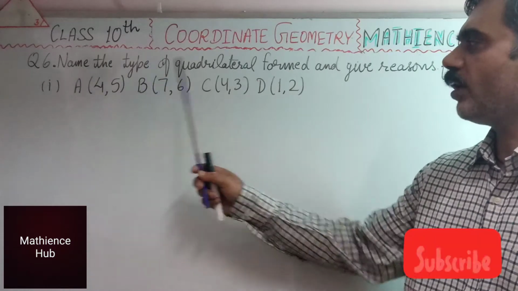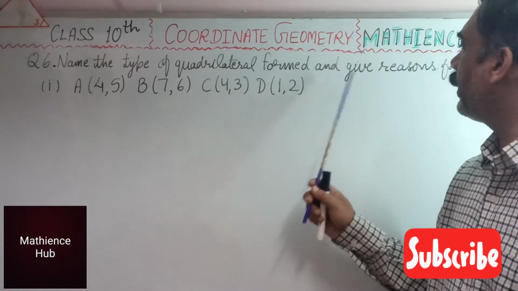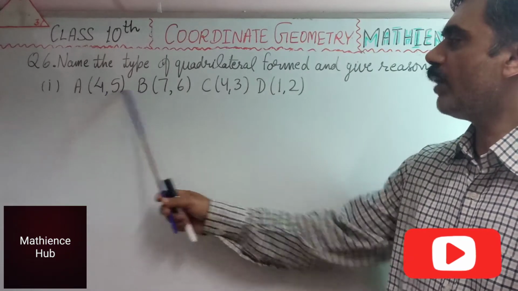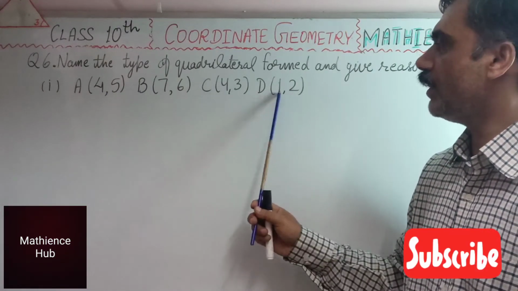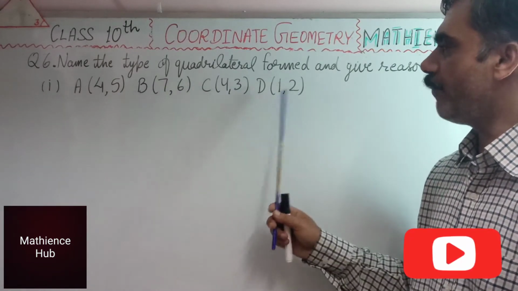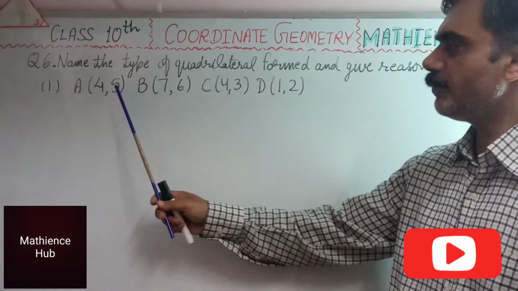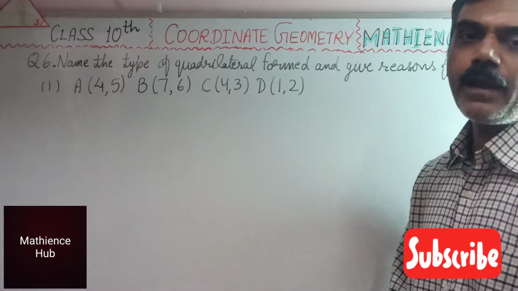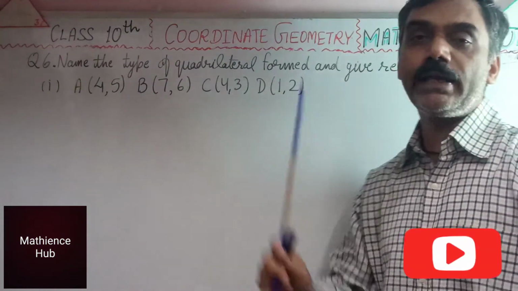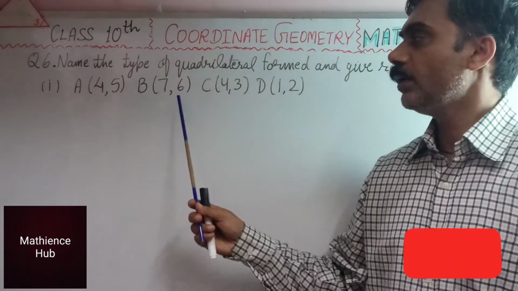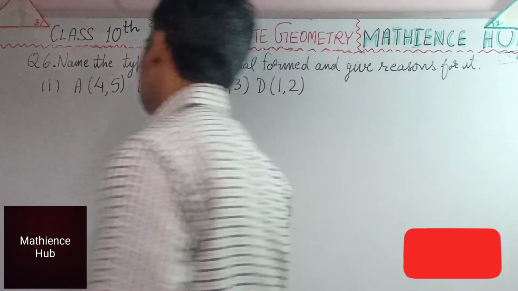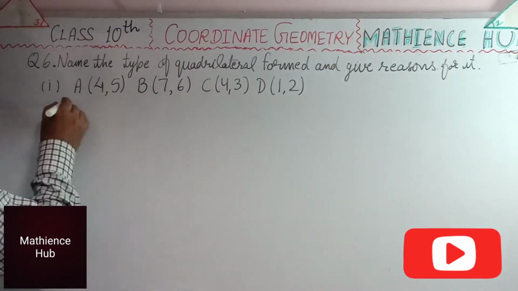Name the type of quadrilateral formed and give reasons for it. Here we are given 4 vertices A, B, C, D: (4, 5), (7, 6), (4, 3) and (1, 2). We find the distance between them and the distance of the diagonals, and check the quadrilateral very carefully. So see, we find the distance by the distance formula, starting with AB.